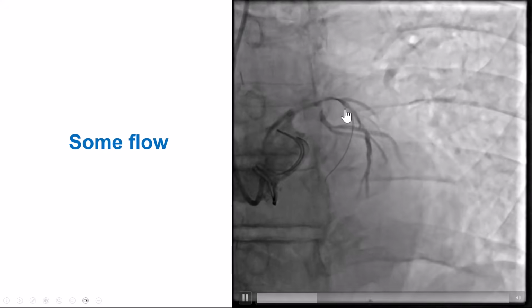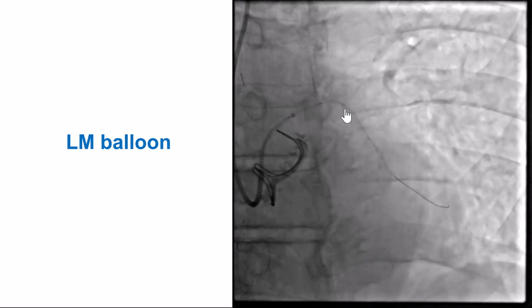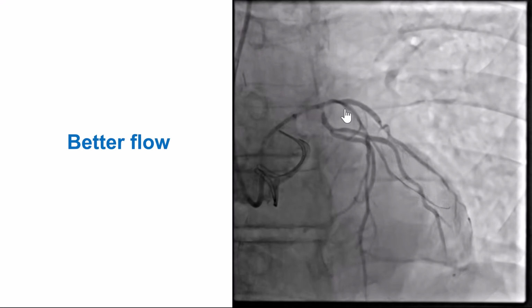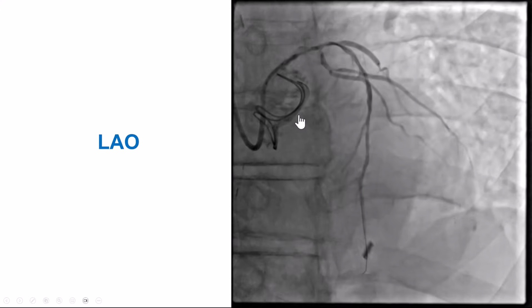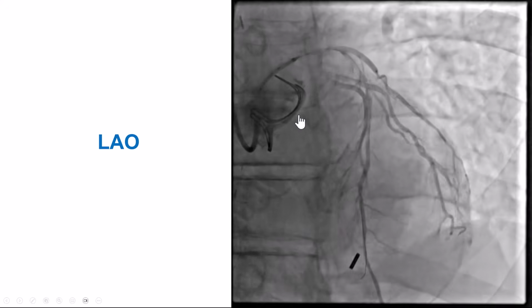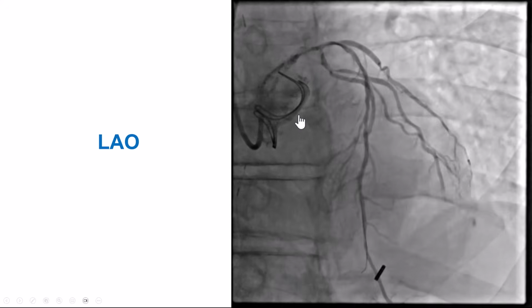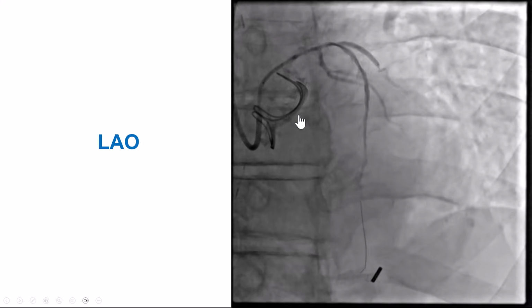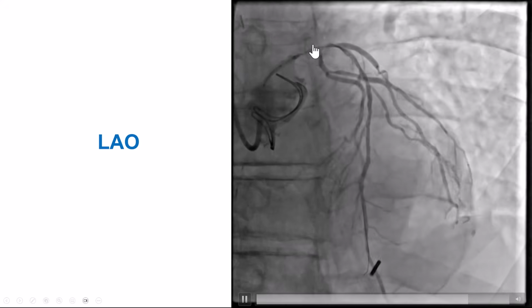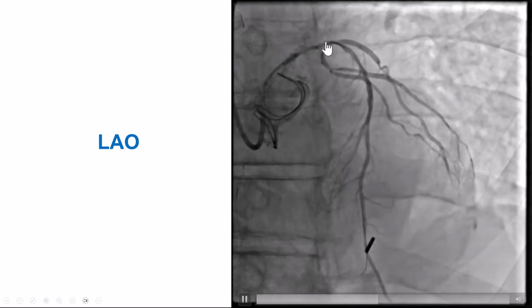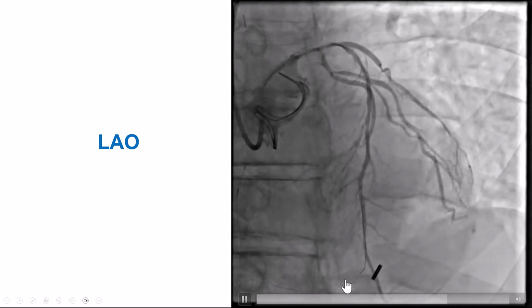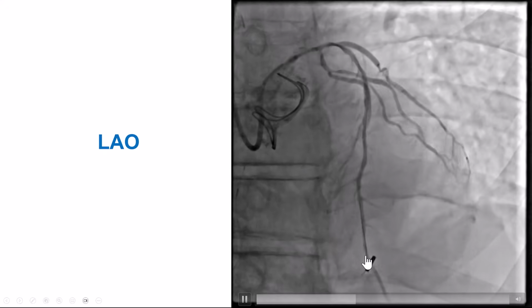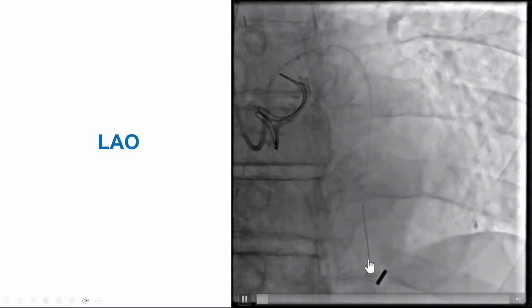So the question is what to do next. We did some more ballooning, but once again, we do have this diffuse disease of the left main and the LAD. The treatment for dissection is to put stents, but the problem here is we have a dissection of the left main that is propagating to the circumflex and the LAD, so we have a bifurcation next to the area of dissection. We also see here that the balloon pump was really not placed in the right position. It's way down in the descending aorta.